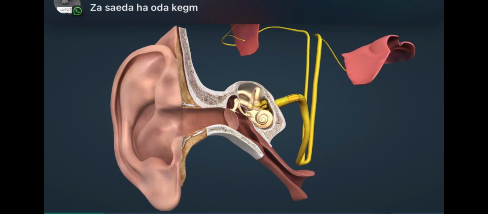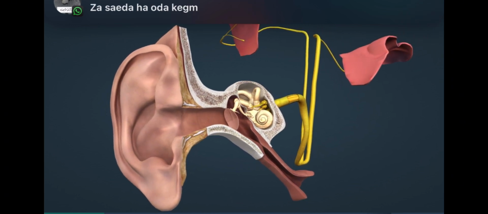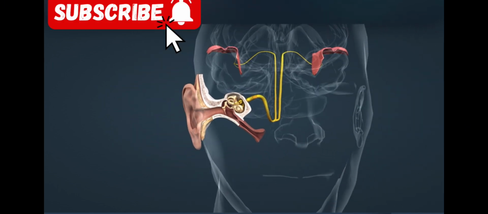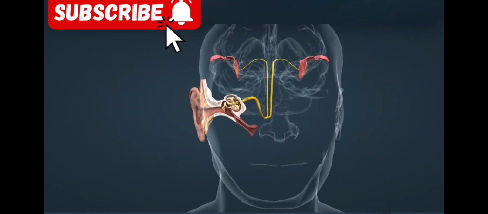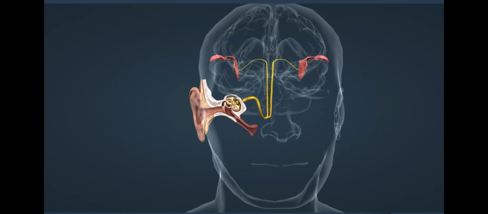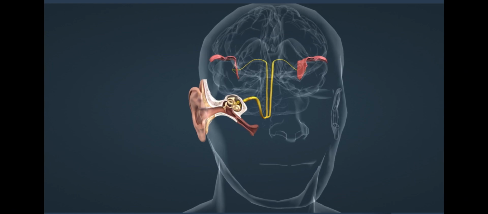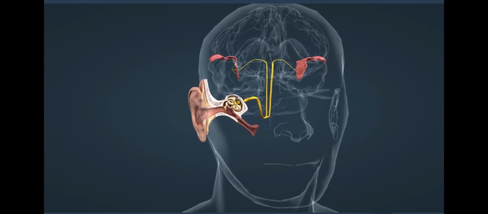9. Protective mechanisms. Cerumen, earwax produced in the ear canal, traps dust and debris while providing protection against infections. Reflexes: the stapedius muscle in the middle ear contracts to reduce the intensity of loud sounds, protecting the inner ear.